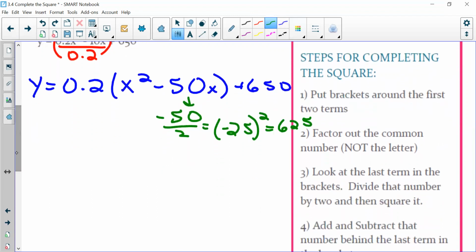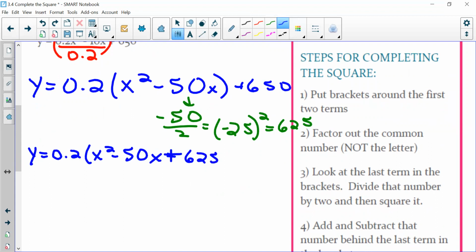Yeah. Now I'm going to add it and subtract it in my brackets. So I'm going to do y equals 0.2 x squared minus 50x plus 625 minus 625. And then the plus 650 on the outside. That's the next step. Step number 5.